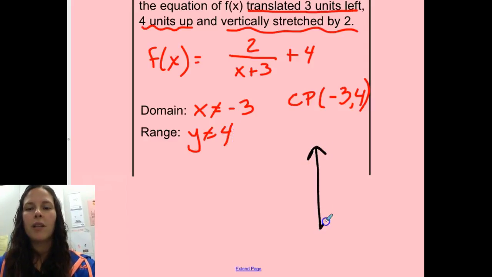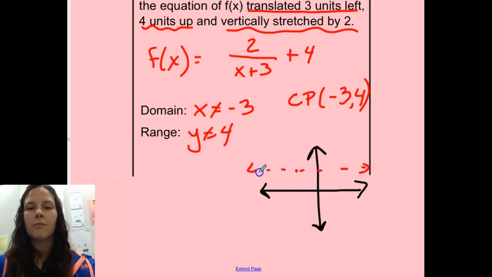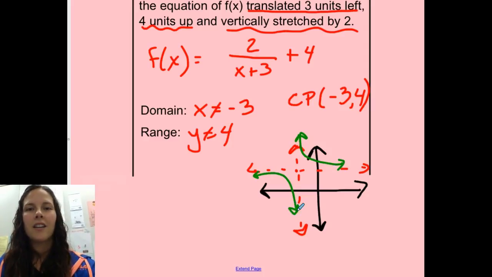For you visual people, as a quick reminder, this is what the graph would look like to help you connect it to the domain and range. -3, 4 would be where our two asymptotes meet. There was no reflection, so this one would be in the first and third quadrants around our asymptotes.